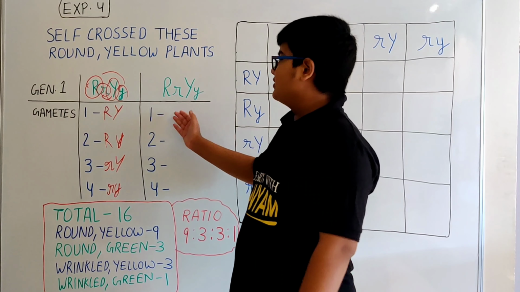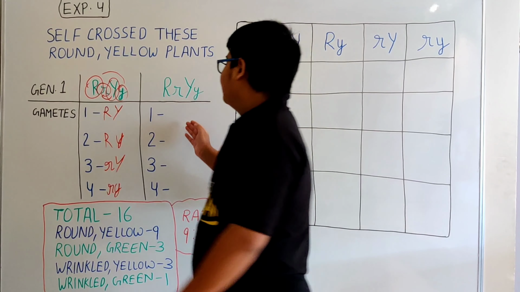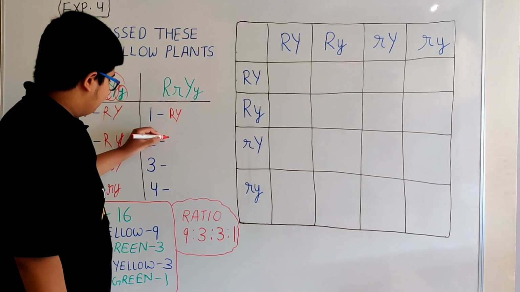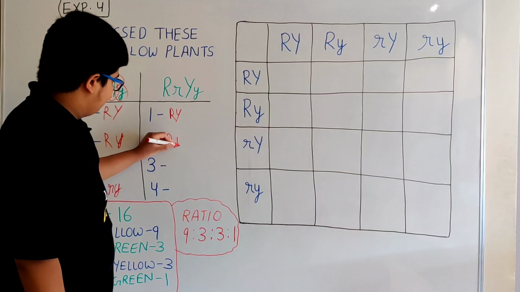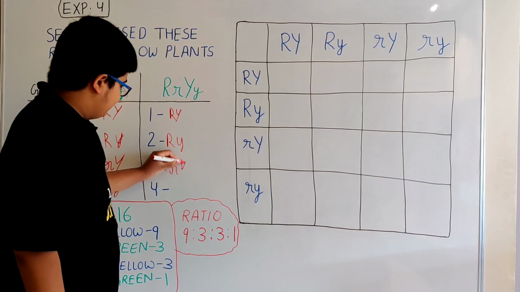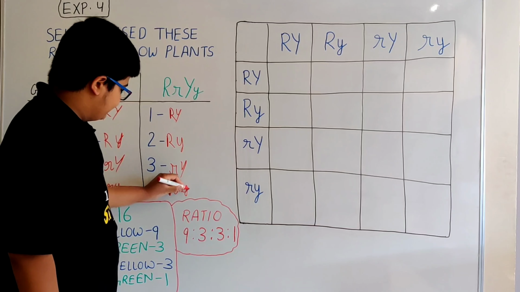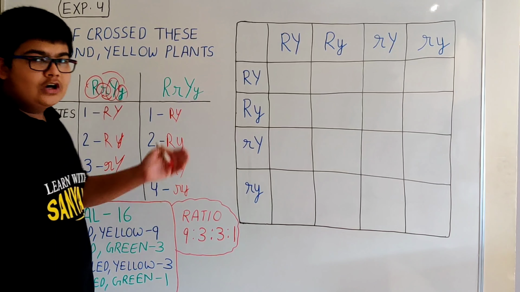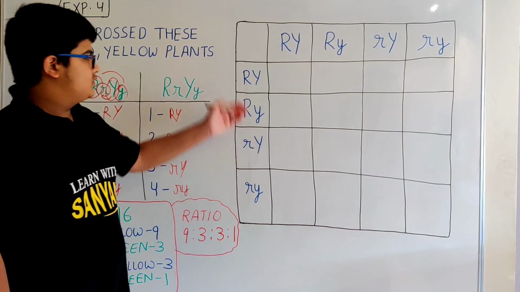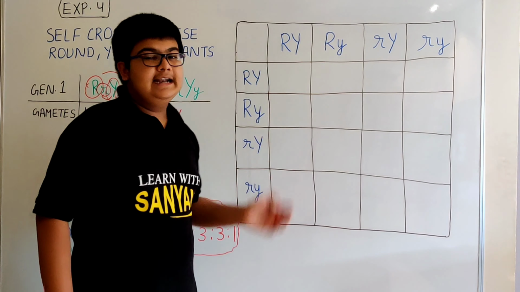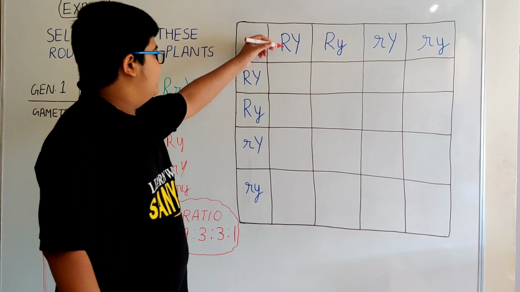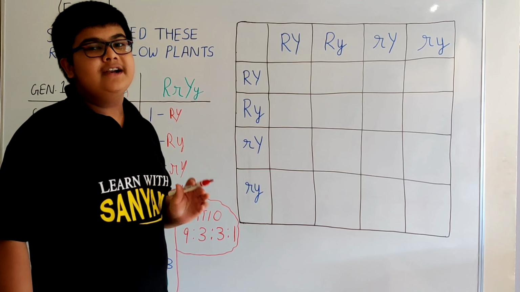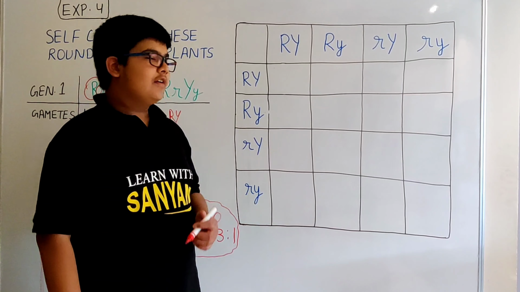And the same will be for this other second plant. We will get the same gametes: capital R, capital Y, capital R, small y, small r, capital Y, and small r, small y. Now, when we self-cross these plants, let's see what all offsprings are formed. So here I have listed all the gametes, and let's see the offspring. You just have to see which offspring is formed by combining them, and you can pause the video and try it yourself.